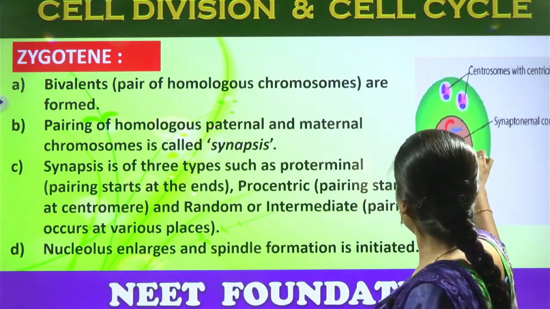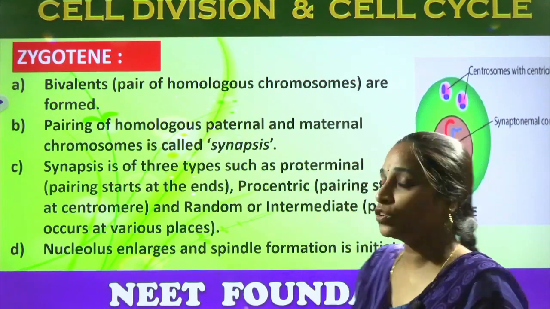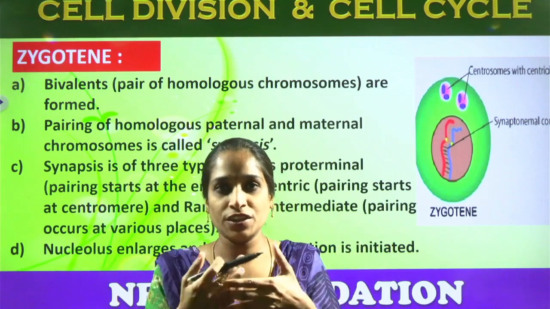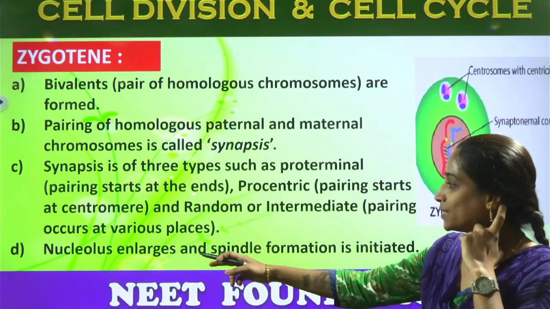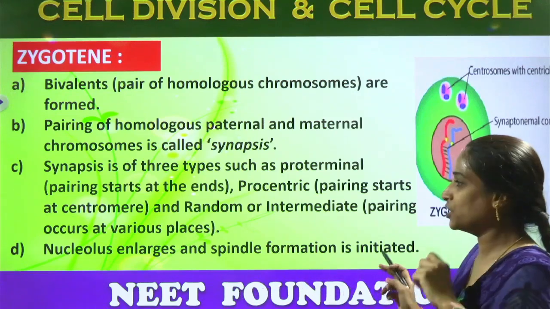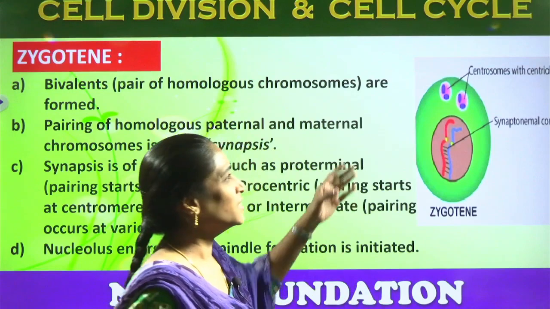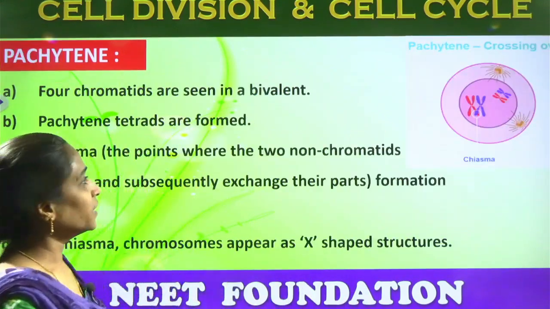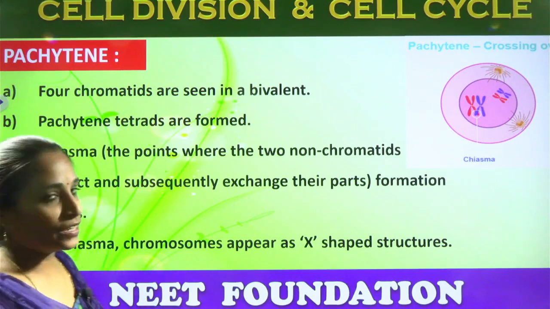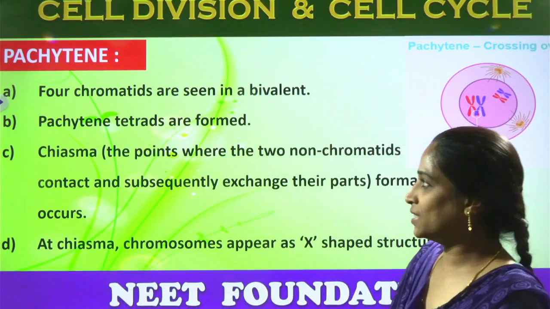Okay, so here we can observe the synaptonemal complex. This synaptonemal complex is helpful for adjoining and exchanging the substances. The nucleolus enlarges and spindle formation is initiated. Spindle formation will be initiated by the centromeres and the centrioles. Next one is the pachytene. What is pachytene? The third stage of prophase 1 of meiosis 1.